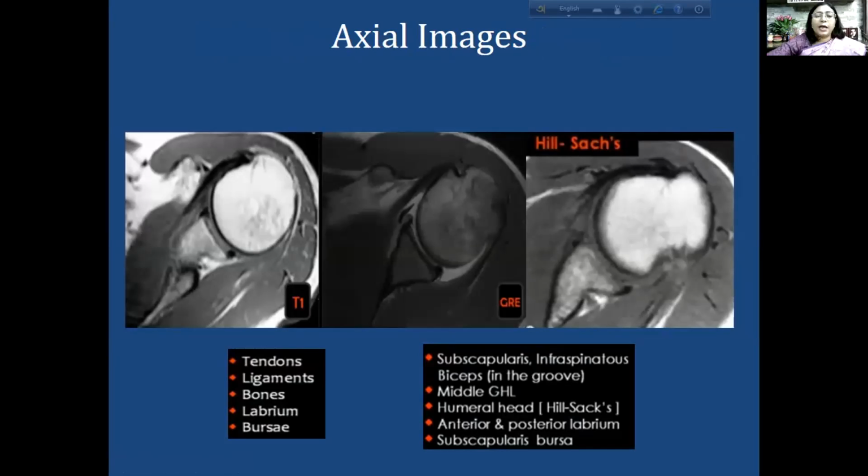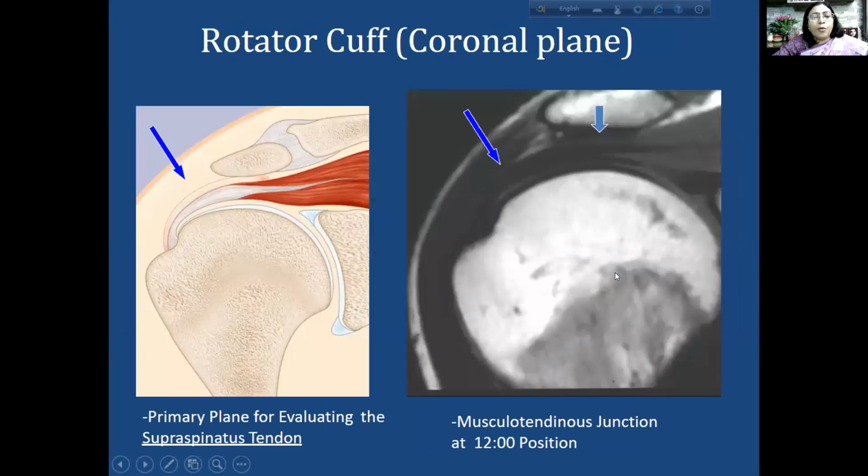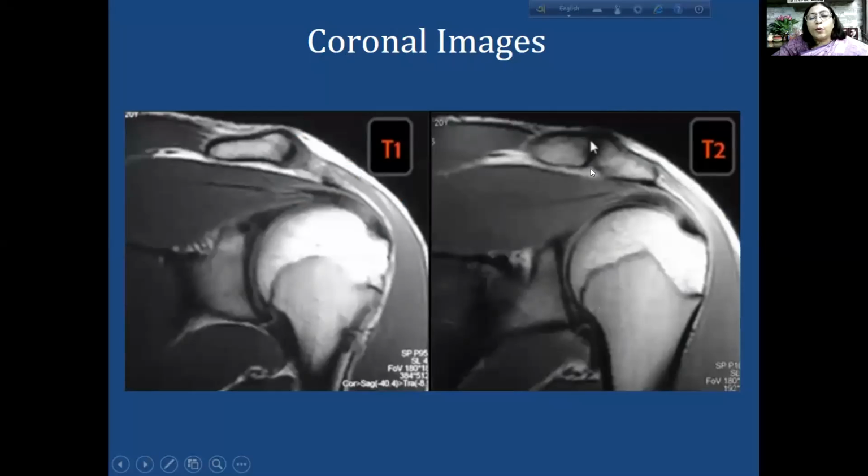So in the axial image, what we look for other than the tendons, we also look for the anterior labrum, posterior labrum, middle glenohumeral ligament, biceps tendon, and the bones for the Hill-Sachs deformities. In coronal image is the primary plane for evaluating the supraspinatus tendon. Bony landmark is acromioclavicular joint.